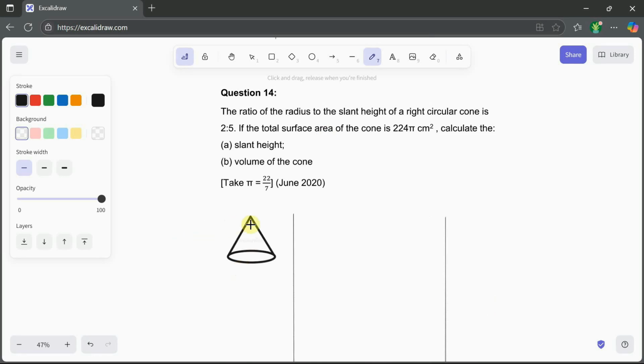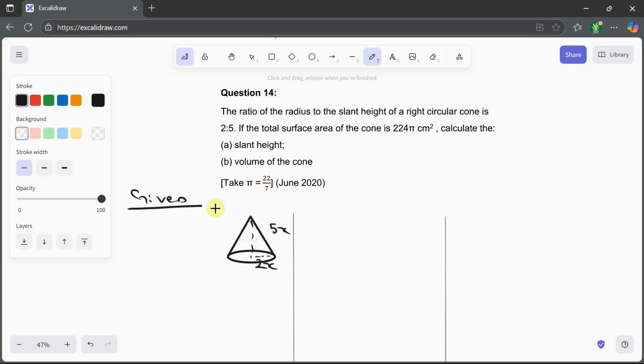So imagine this is our cone. Let me draw this down, this down, this down, this down, and like this, right? So the ratio of the radius to the slant height, I told you, whenever you see a ratio, don't say it is 2, just say 2x. Then the slant height, this guy here, let's say this is 5x. Great. So now it says if the total surface area of the cone is 224 pi centimeter squared, calculate the slant height. So what are we given?